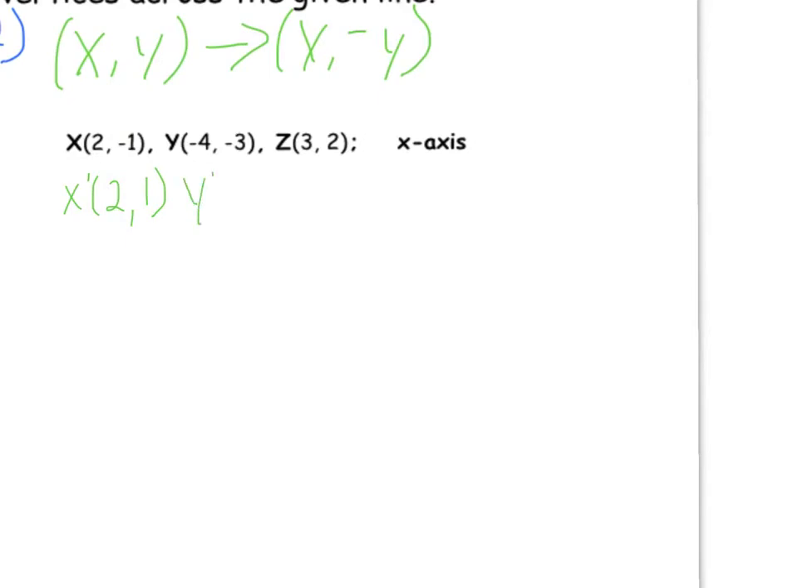Y prime starts at negative 4 and becomes positive 3 over there. And the same thing for our z. Z prime 3 and negative 2. And notice again, we only changed the y values.